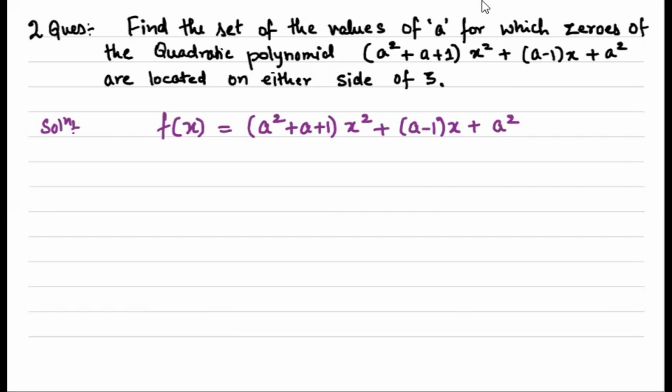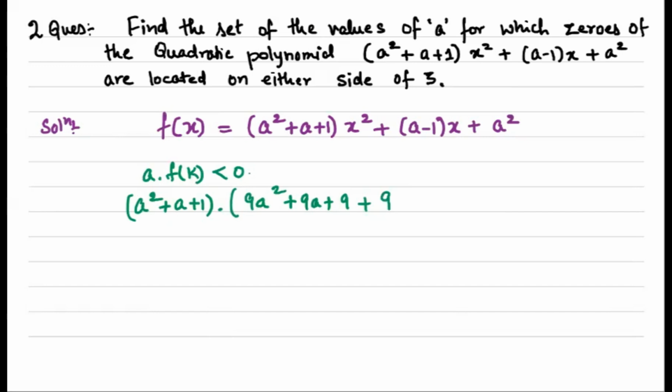Now the condition for this is what? a times f of k should be less than 0. Here a is a square plus a plus 1 times f of 3. So f of 3: if you just plug in x as 3, 3 square is 9. So 9a square plus 9a plus 9, plus 3 into a is 3a, minus 3, plus 9 is less than 0.